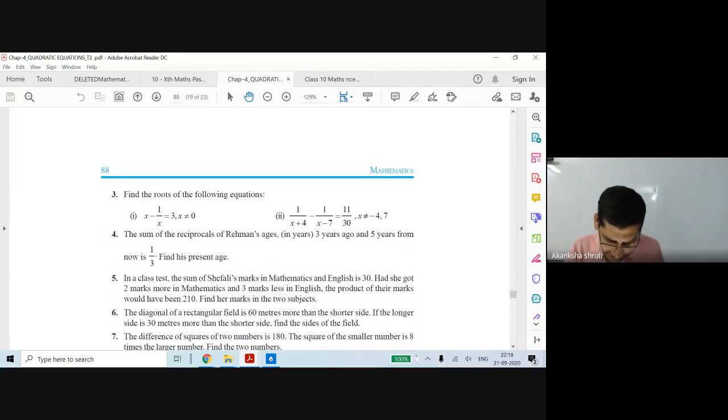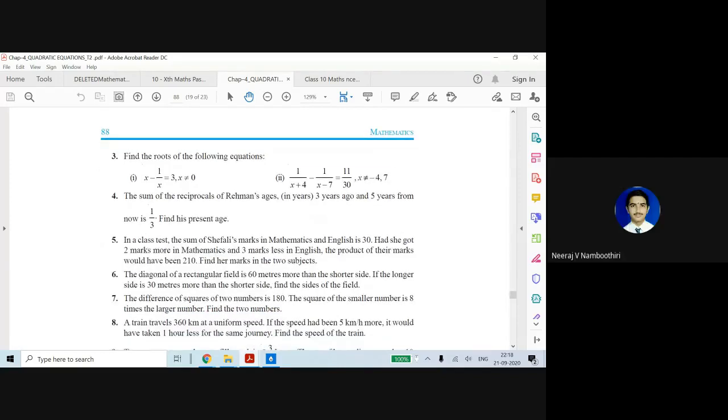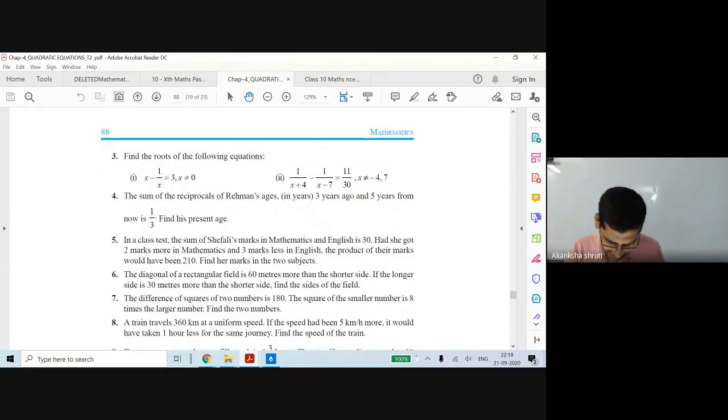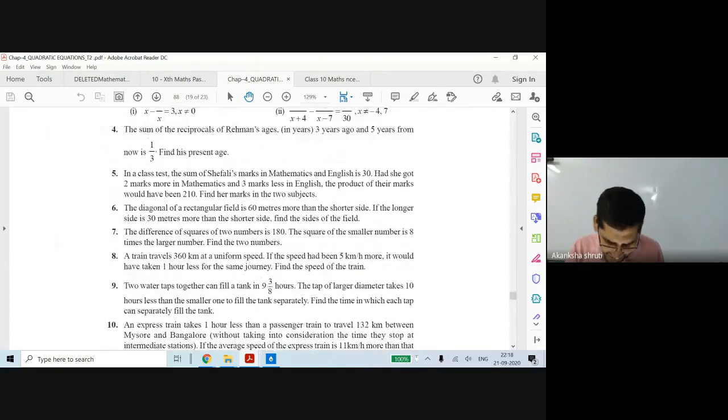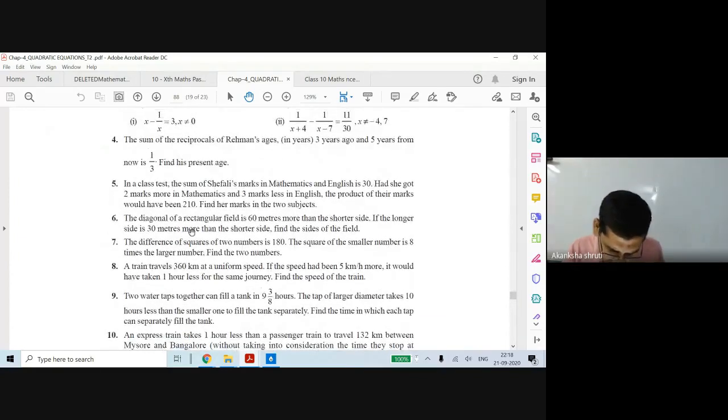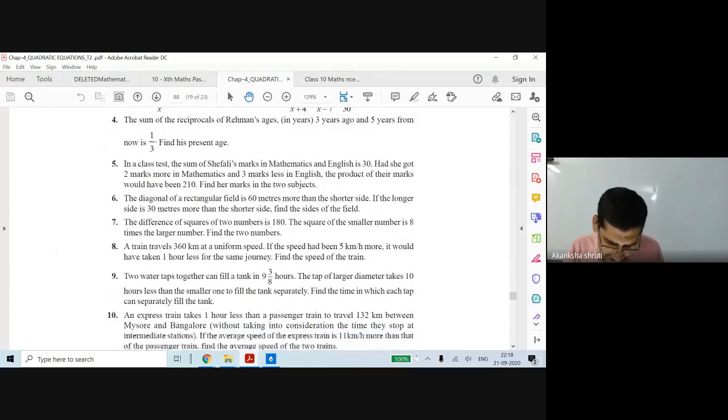This question number 3 we have done. Reciprocal. Yes, 3 to 11. Do only this much. 3 to 11. Diagonal of a rectangle. This thing may be asked.